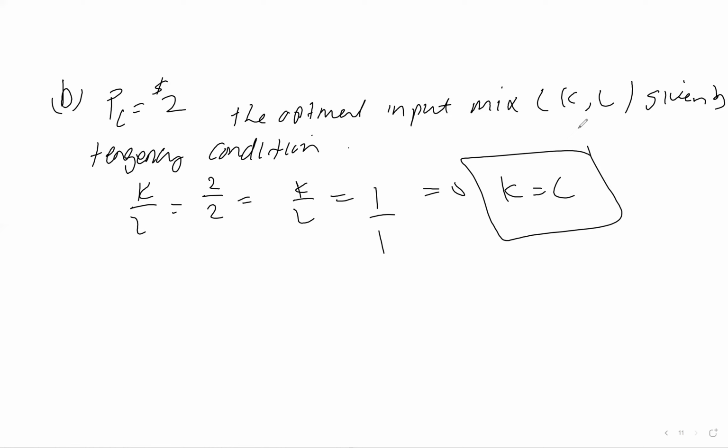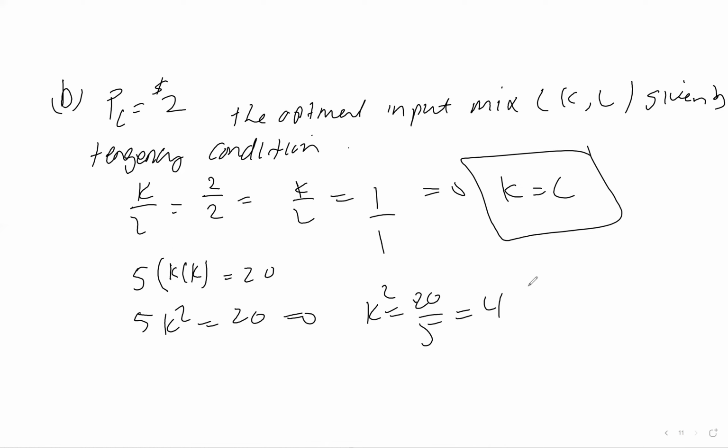Same thing that we did in part A. We now again substitute L for K. And we do 5 times K times K is equal to 20. 20 units we want to produce. So that's 5K squared is equal to 20. And then K squared is equal to 20 over 5, that's equal to 4. Therefore, K is equal to 2, because the square root of 4 is 2. Since K is equal to L, therefore L is equal to 2 as well.